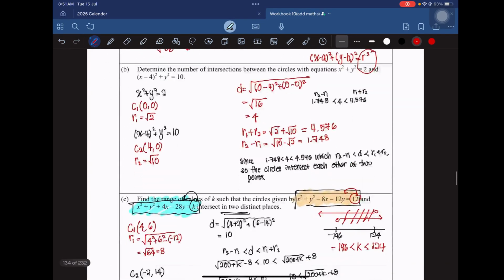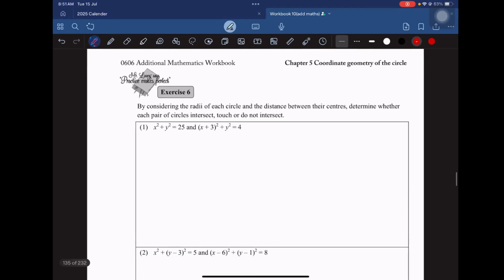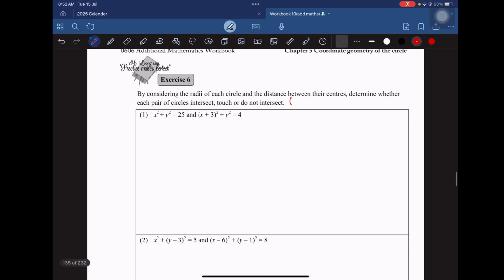Okay, now let's do a question. Try exercise 6. I want you to consider the radii and also the distance between the centers to determine whether they are touching each other, intersecting each other, or do not intersect. I also need you to tell me whether they are inside or outside of each other. Inside or outside.